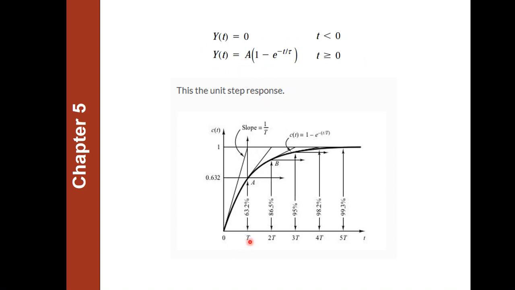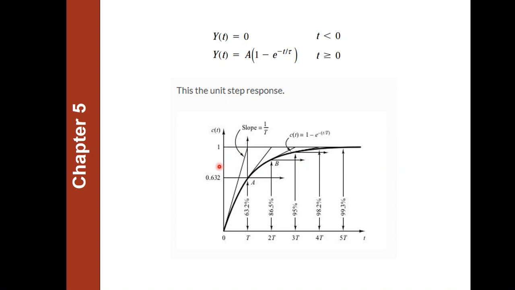So after time t, which is equal to tau, the response of your forcing function reached 63.2%. After 2 tau, it reached 86.5%. After 3 tau, it reached 95%. After 4 tau, it reached 98.2%. After 5 tau, it reached 99.3%. As we increase the time, we will ultimately reach the ultimate value of the response, which is 1.